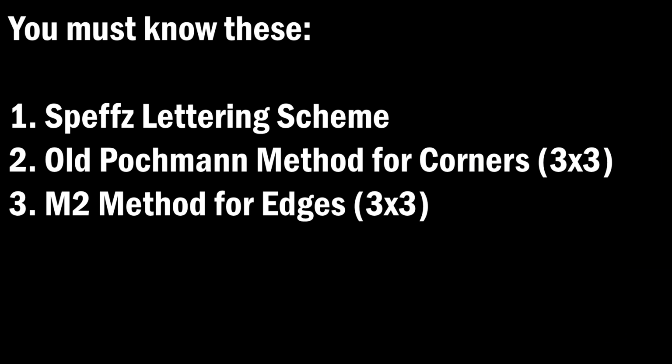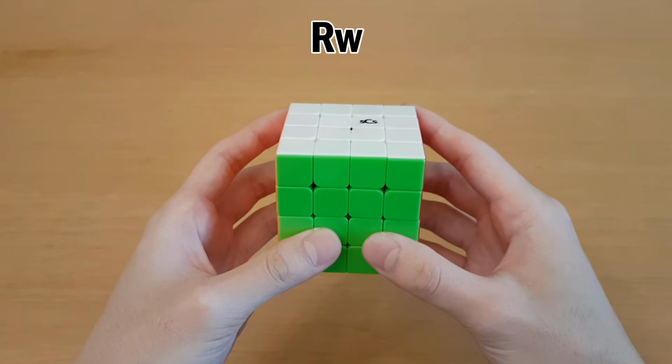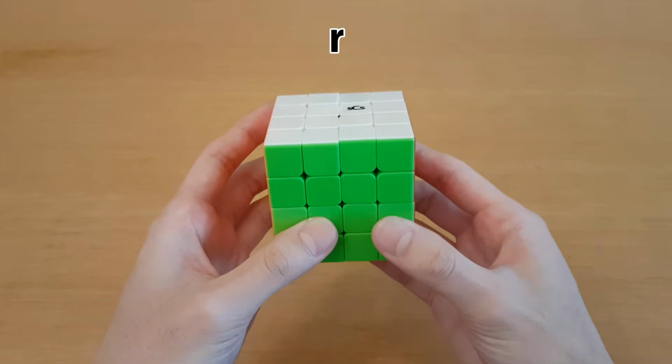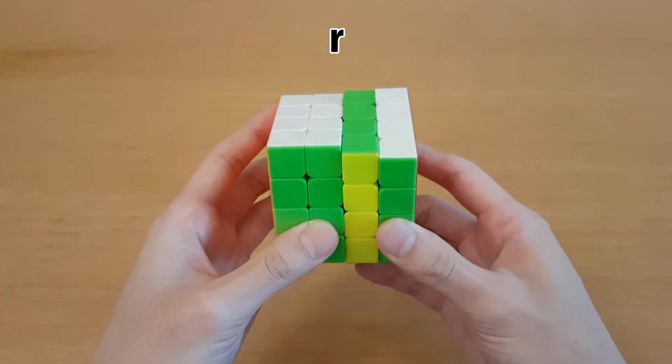It is really important that you know all three of these because I will be teaching with the assumption that you do know them. So these will all be in the description if you want to go learn any of those or refresh on them. When you see RW or R wide, that means to turn 2 layers at once. If you see small r, that means to turn only 1 layer, the inner layer.